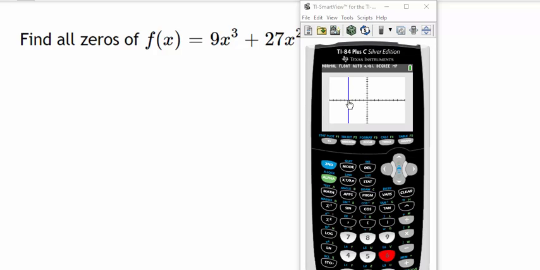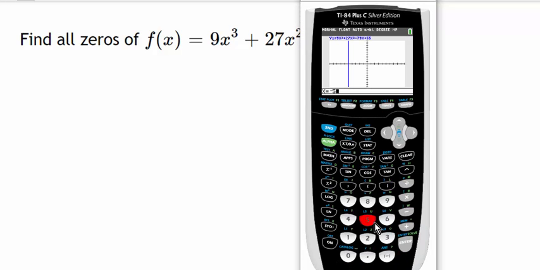Because each tick mark on the standard window is 1 unit, it looks like it has a 0 at x equals -5. Let me press trace, type -5, and then enter to verify that it is a 0. Notice when plugging in x equals -5, the output is indeed 0. So x equals -5 is one of our zeros.